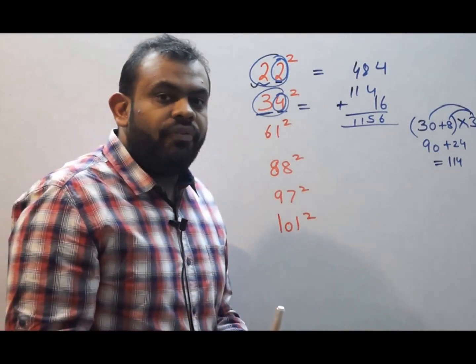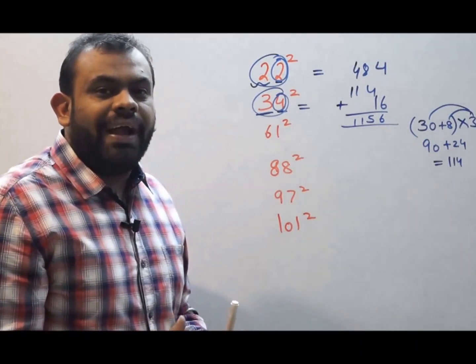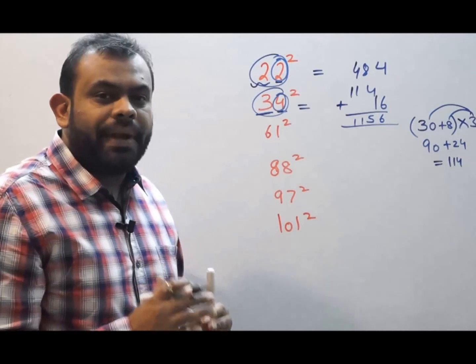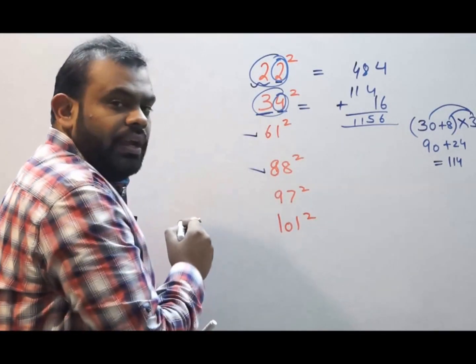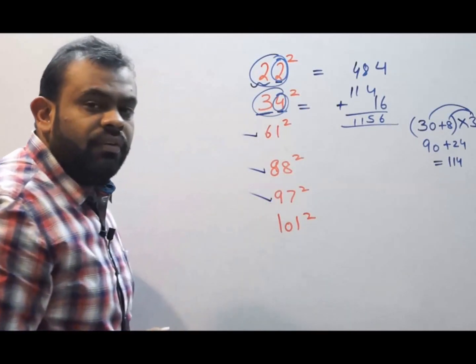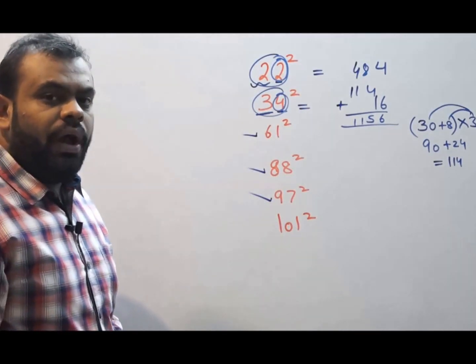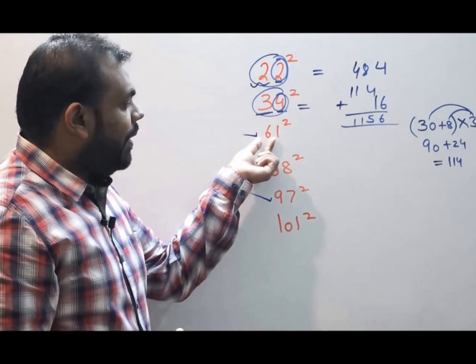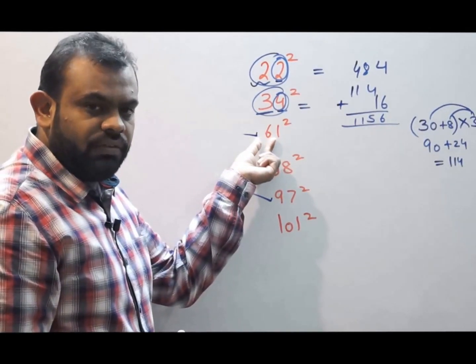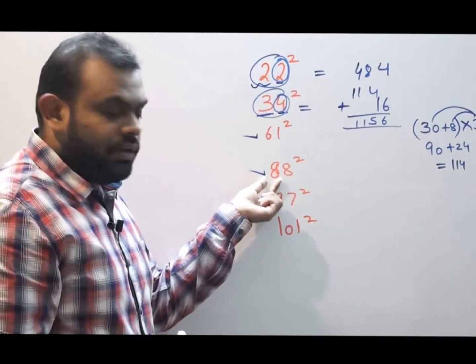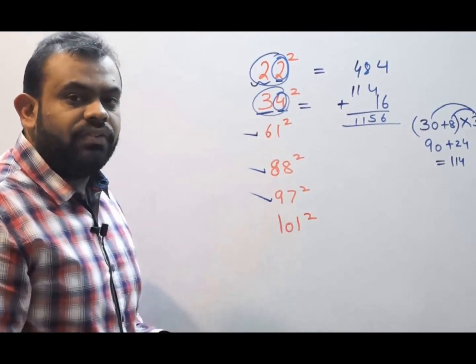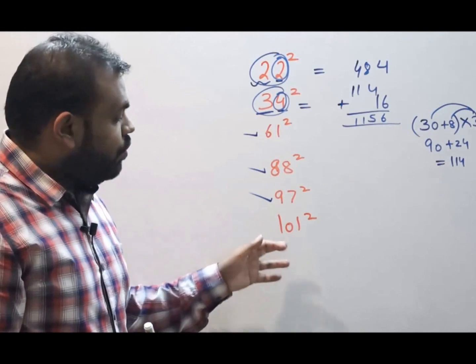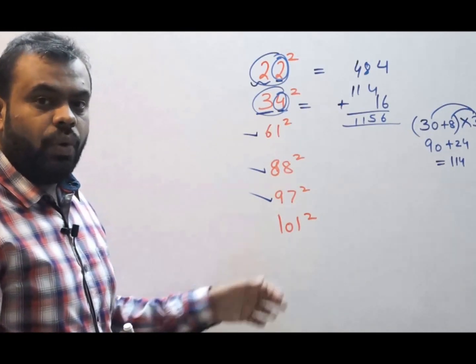Please, before doing the further problems, kindly pause the video and practice the squares of 61, 88 and 97 for yourself. To give you a hint, in this we need to multiply the number with 6, the number with 8, the number with 9, and after getting the answers, kindly move on with the example of 101.